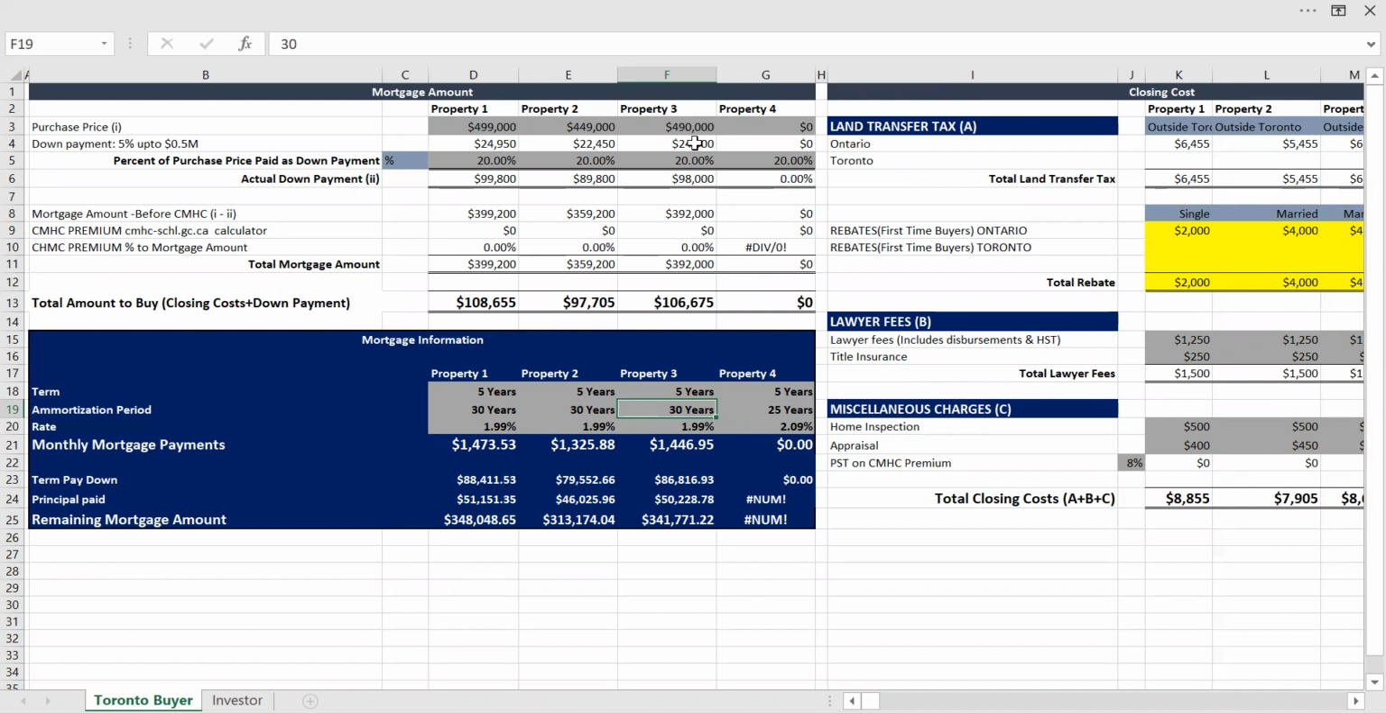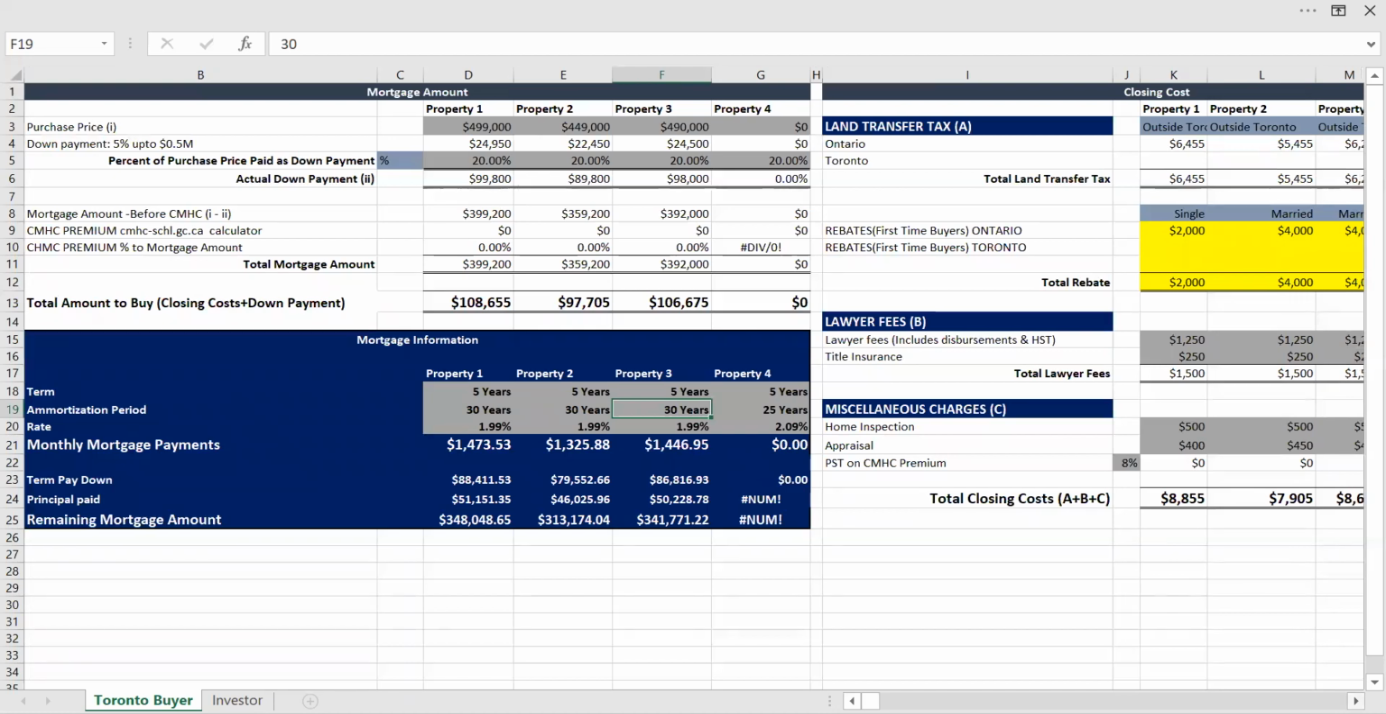You want to try to get in at a low entry point. So we've got as high as 449 for the apartment and as low as 449 for the townhome in Hamilton, 490 for the condo in Brampton. We've got the 20% down payment, so that's what we see here. And that's what's required whenever we're purchasing an investment.